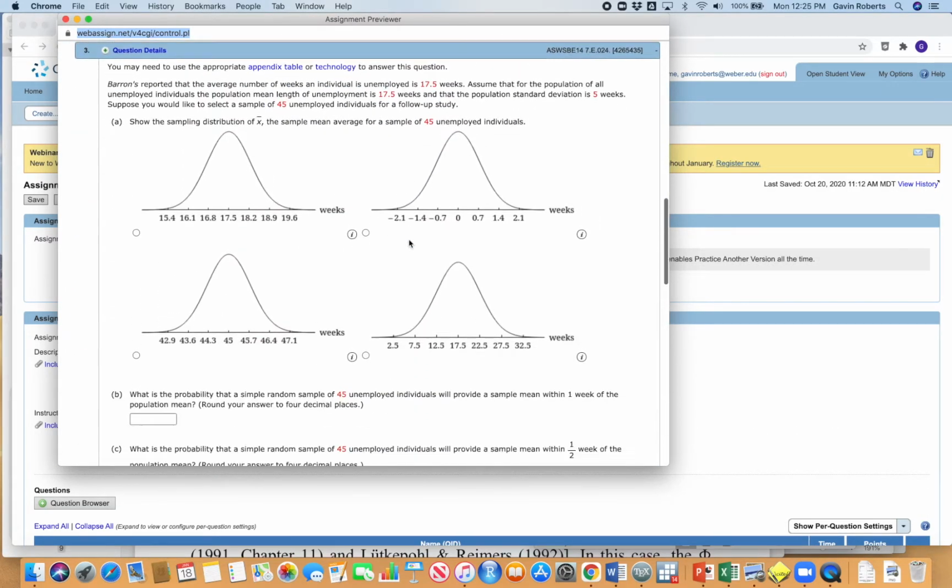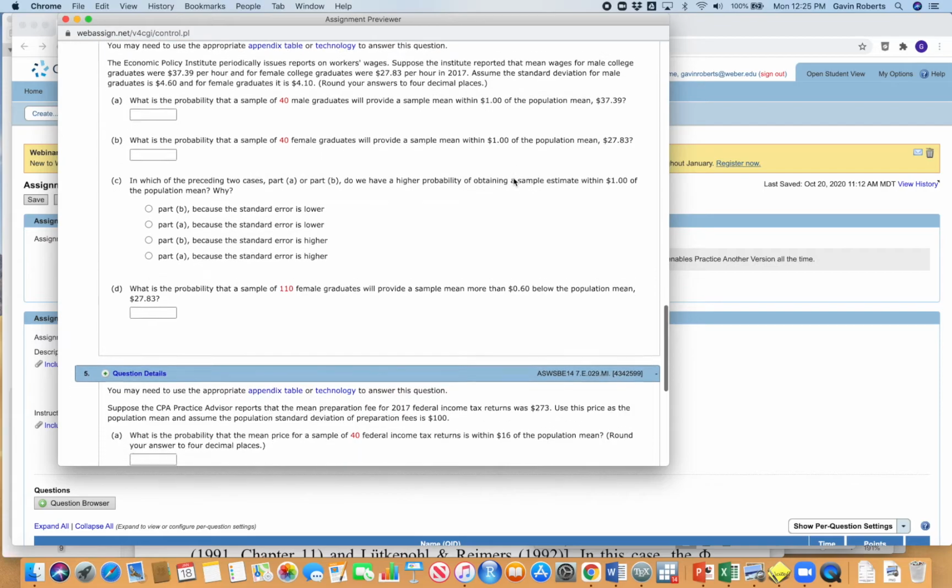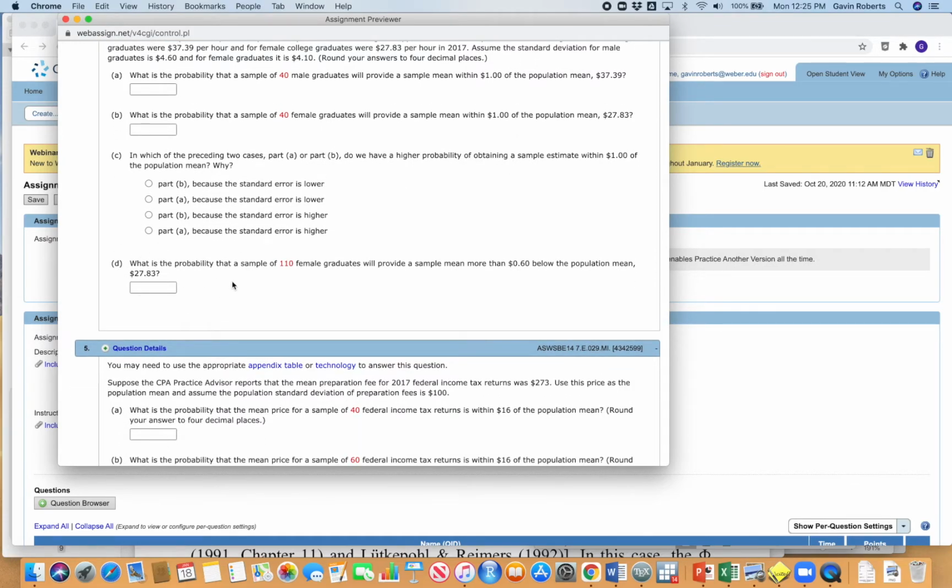Down here, number 4. It says the Economic Policy Institute periodically issues reports on workers' wages. Suppose the Institute reported that mean wages for male college graduates were 37.39 per hour and for female college graduates were 27.83 per hour. Assume the standard deviation for male graduates is 4.6, and for females is 4.1. Right there, they are telling us about the population mean and population standard deviations for male and female graduate wages. Now I'm just going to jump to D because people were asking me questions about that one.